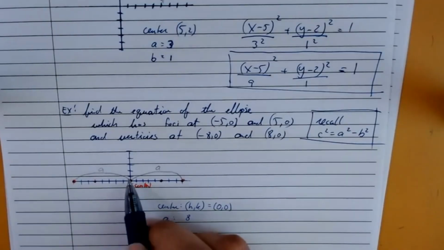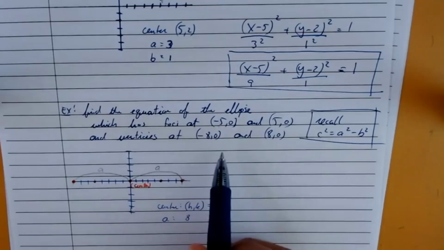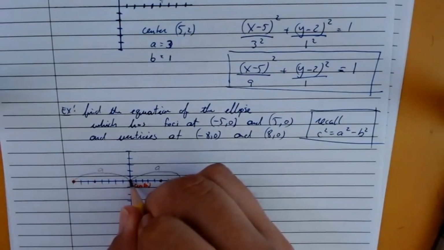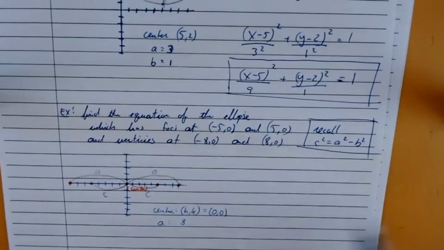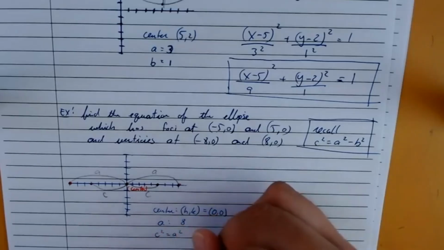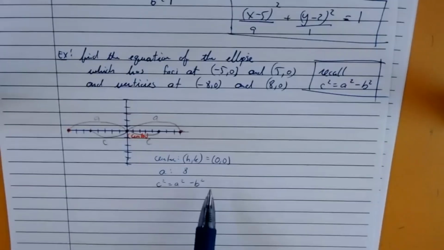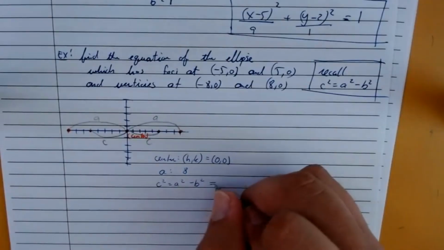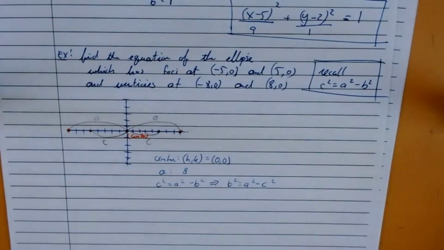Okay? But now b is the distance from the center along your minor axis in either direction. We don't have that. We're never told that. But right here, that c is the distance from your center to one of your foci. And again, it doesn't matter which one. And we know that one. So since we have c squared is equal to a squared minus b squared, we have our a and our c. We're just trying to find b. Okay, so we can solve for b. We add b squared over this way and subtract c squared over this way. That means that b squared is equal to a squared minus c squared.